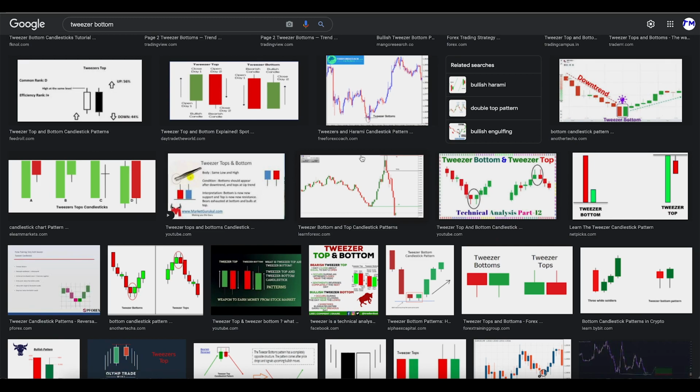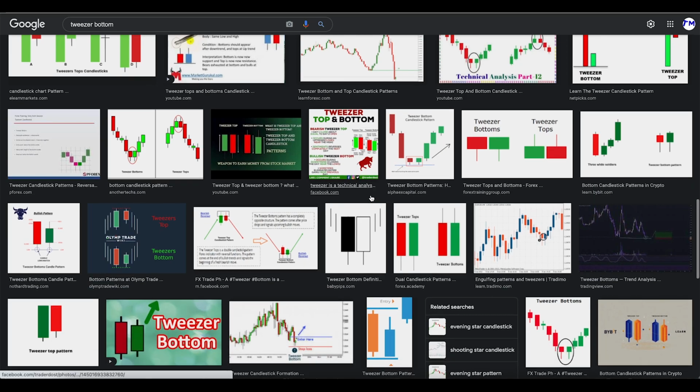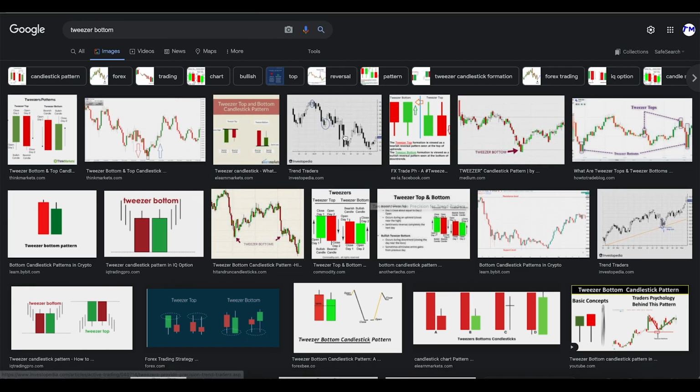Yeah, I'm really trying to spot the tweezer bottom image. Yep. Come on, man. Where the hell are you? I mean, there was one image that I actually saw.